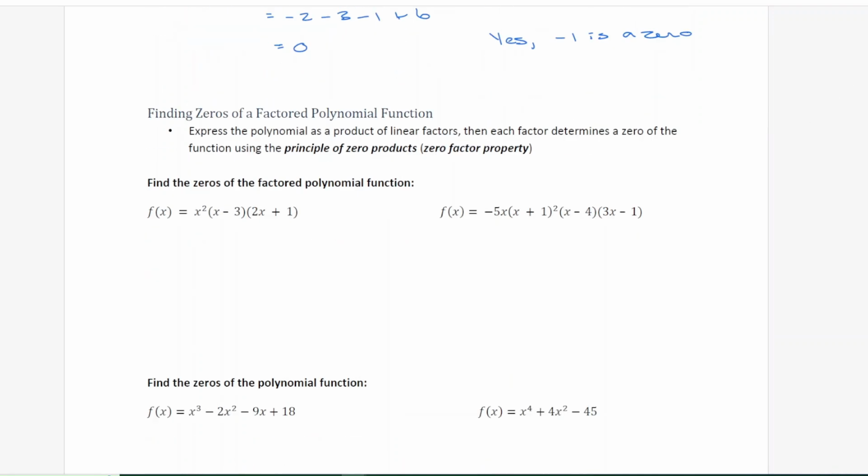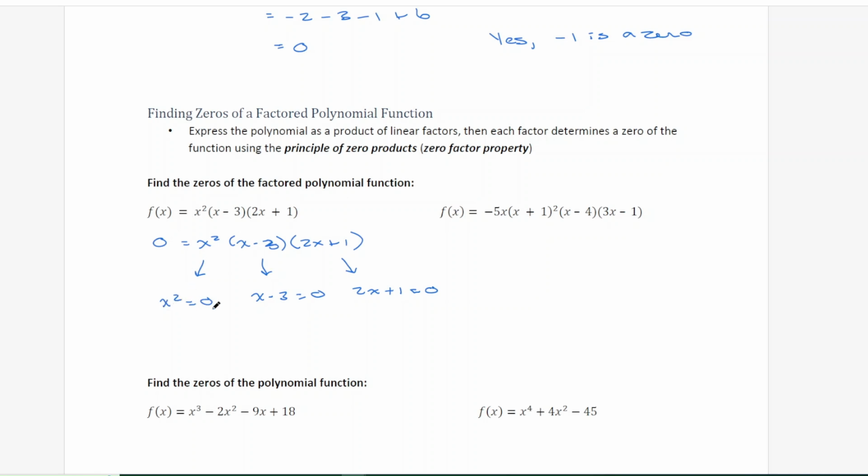So for example, if you have a polynomial function defined as x squared times x minus 3 times 2x plus 1, we can let the y value equal 0 and determine the values of x that will make it true. So the values of x that will make it equal to 0. This textbook likes to call it the principle of zero products, or in Math 50 we call this the zero factor property. But what it is is that whatever value makes each factor equal to 0 is going to make the whole thing equal to 0. So if we just take each factor and set it equal to 0 and solve, we can find the values of x that will make this polynomial function 0.